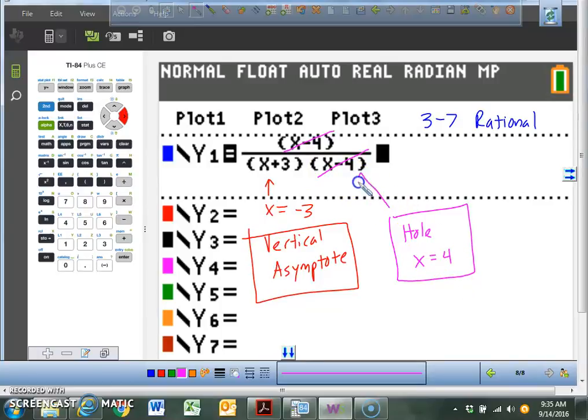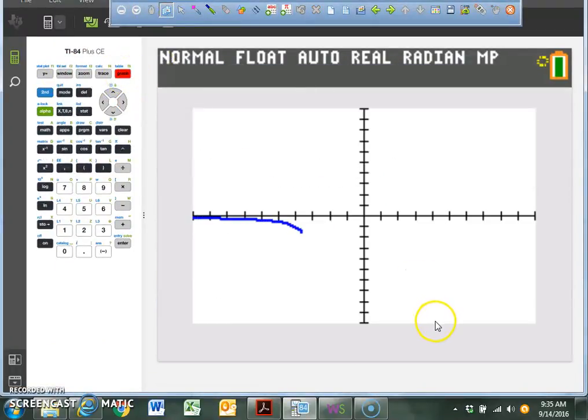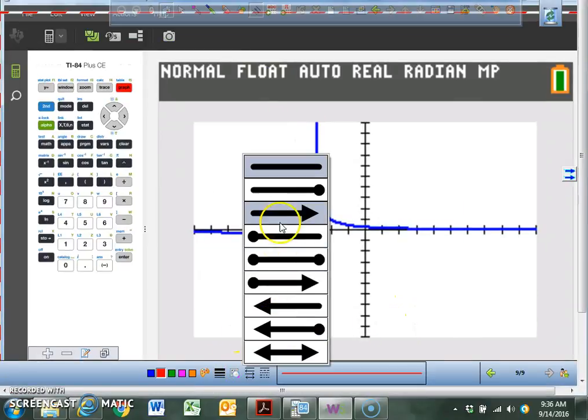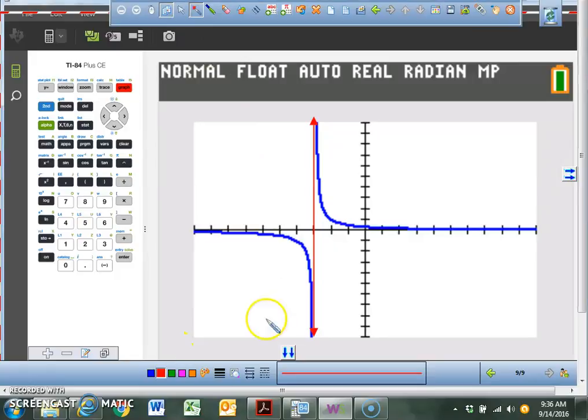So we have a hole right here. This lets us know because those cancel out. We have a hole there and we have a vertical asymptote. Now I want you to hit the graph button. Now, the vertical asymptote right here is at negative 3, where x is equal to negative 3.